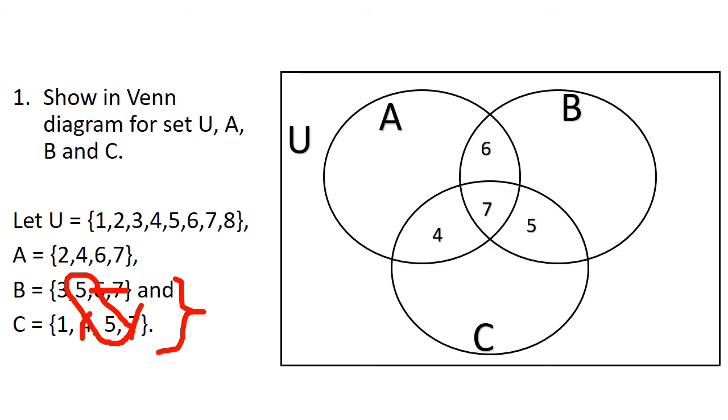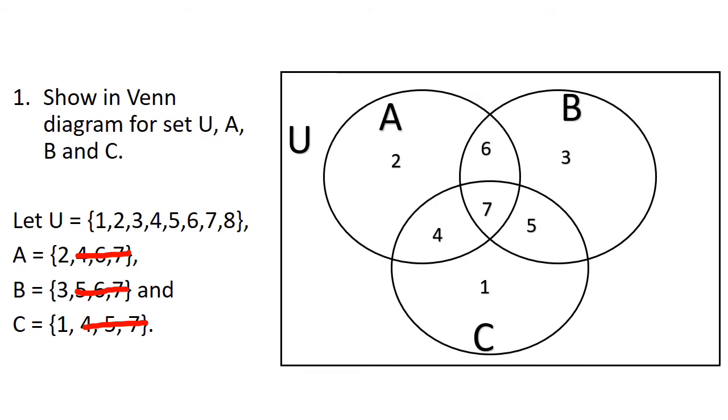Now, at this time, we will look into the distinct elements of every set. Let us begin with set A. Looking at set A, 4, 6, and 7 are already placed in our Venn diagram. Therefore, the distinct element of set A is 2. In set B, we can already see 5, 6, and 7 inside our Venn diagram. Therefore, the distinct element of set B is 3. For set C, 4, 5, and 7 are already placed in the Venn diagram. Therefore, the distinct element of set C is 1.